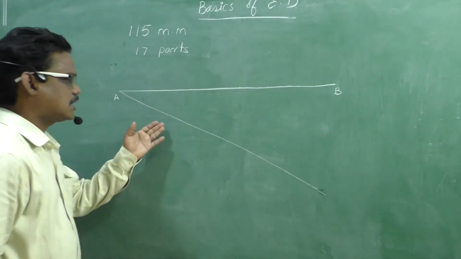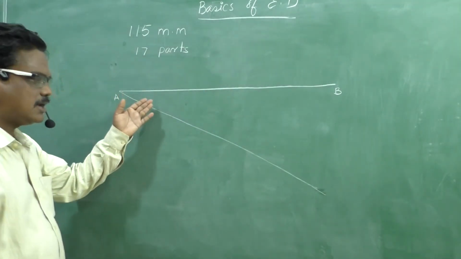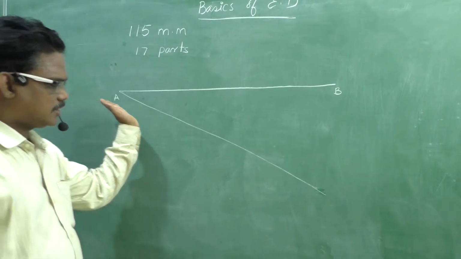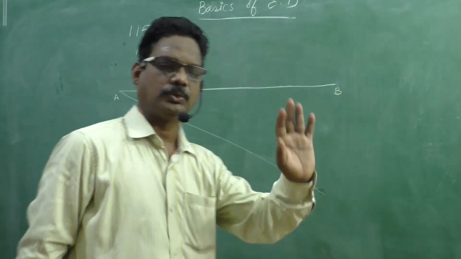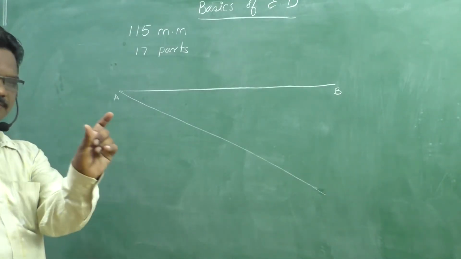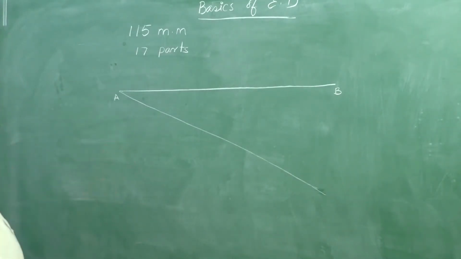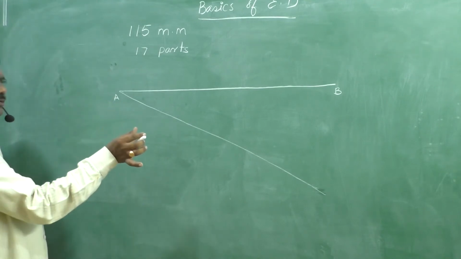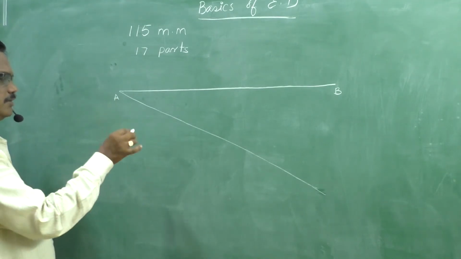This constructional line, at any angle of inclination, for any length you need to take. Okay, right. Now with the help of a divider, take some length, any length. It needs to be convenient.